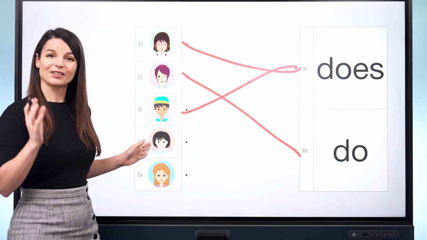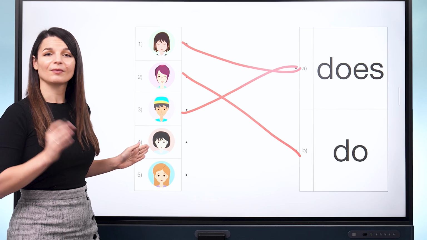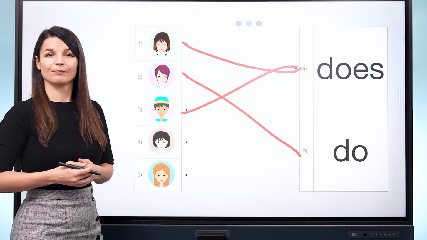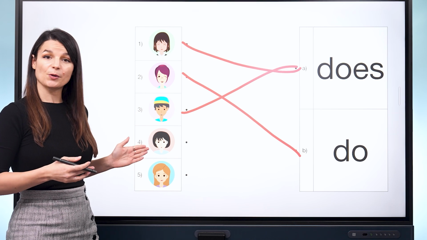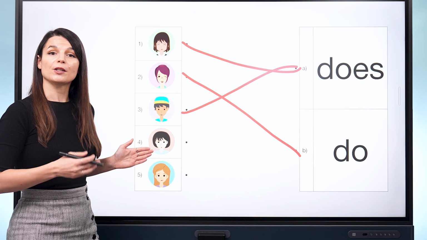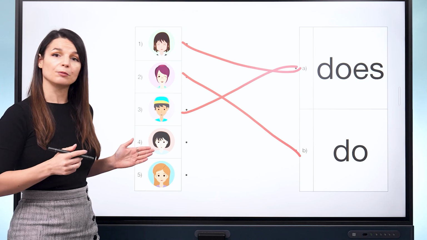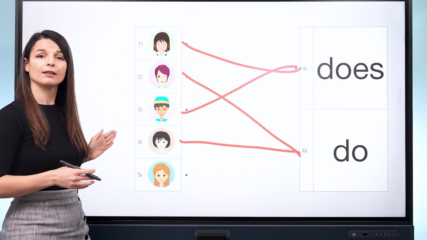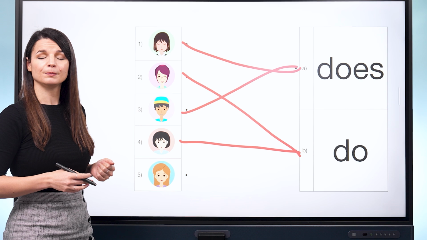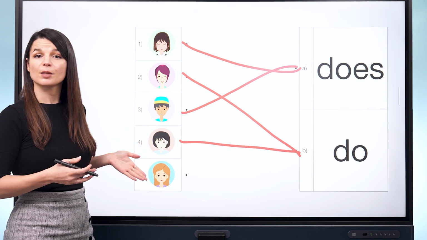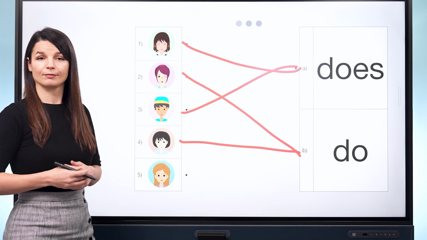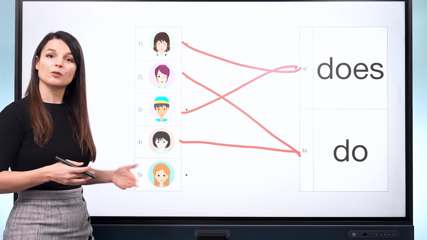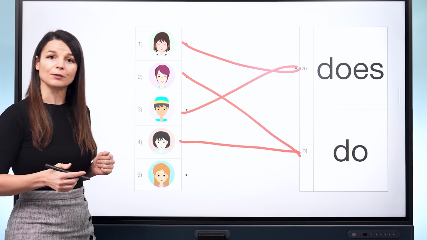Next, do you have a ticket counter? One more time. Do you have a ticket counter? Did you hear do? Do is used because it matches the you pronoun. And does the bank have a waiting room? One more time. Does the bank have a waiting room? Did you hear does? Does is used because the subject is a singular noun.